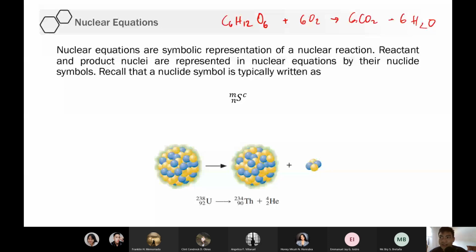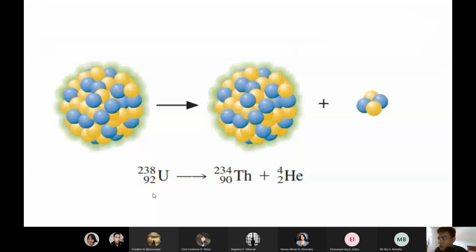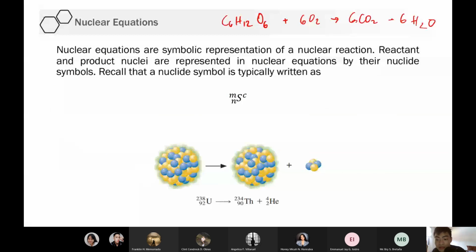Pero kapag nuclear equations, hindi ganun. Okay? Kasi tignan nyo, for example, this is a nuclear equation here. You have uranium on the left side. Then on the right side, you have thorium and helium. Ibig sabihin ba niyan hindi yan balance? Actually, balance yan, no? Pero magtataka kayo. Bakit kaya magkakaiba yung elements? 'Di ba sabi natin kapag chemical equation, yung element dapat the same.